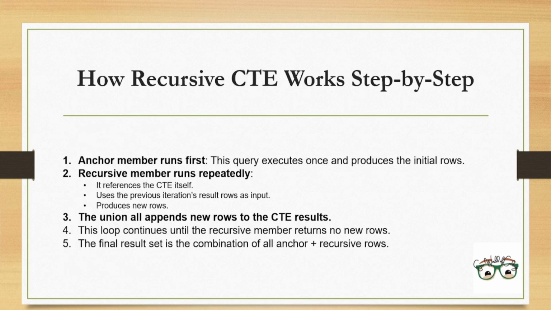Now let's understand how recursion works step by step. First, the anchor query runs. This creates the initial result set. Then the recursive query runs using the result from the previous step. New rows are added to the result set. Step 2 repeats: the recursive query runs and uses the new rows again. The loop continues until no more rows are returned. It's like stacking layers. You start from the base and then keep adding one level at a time.